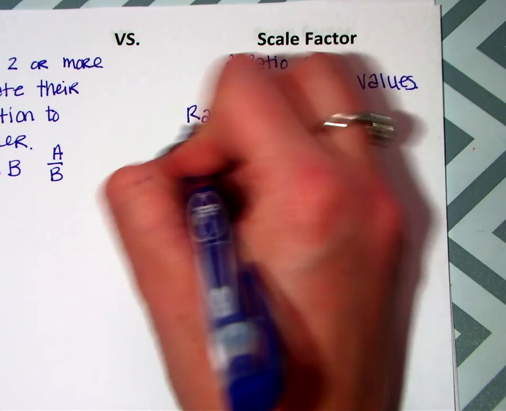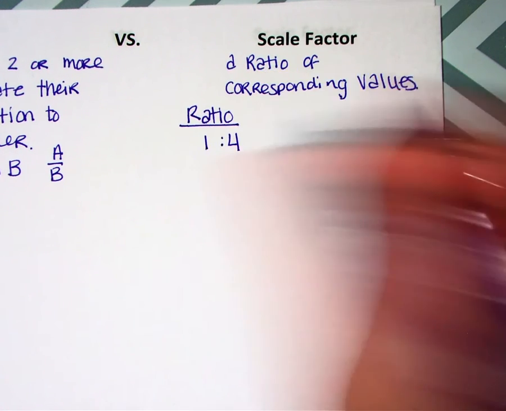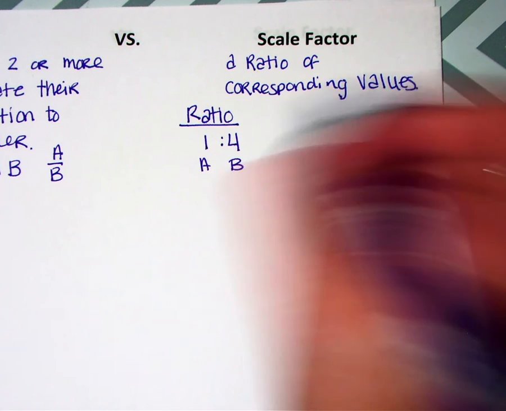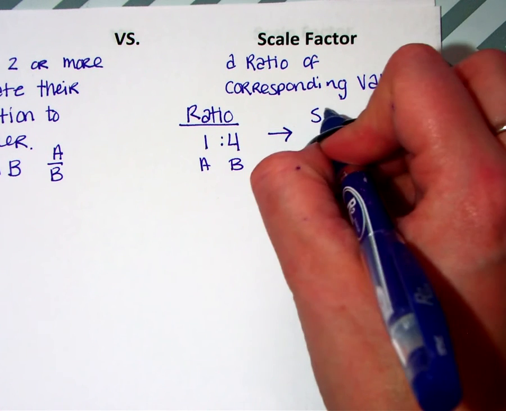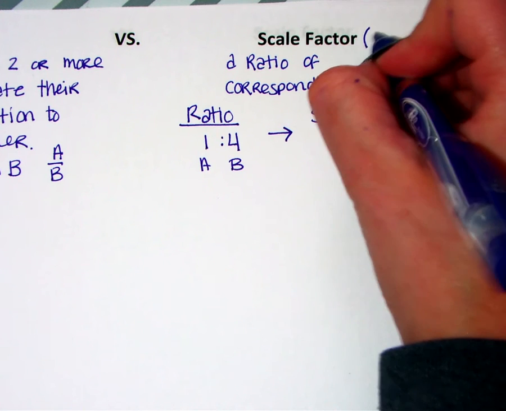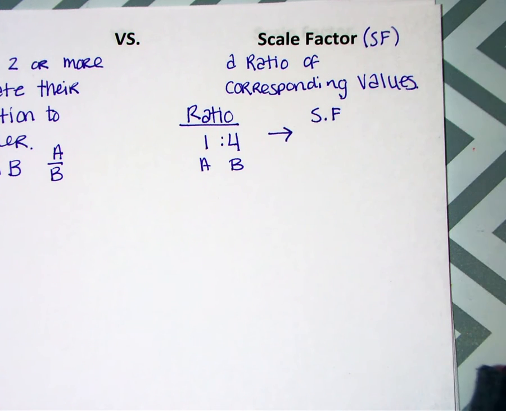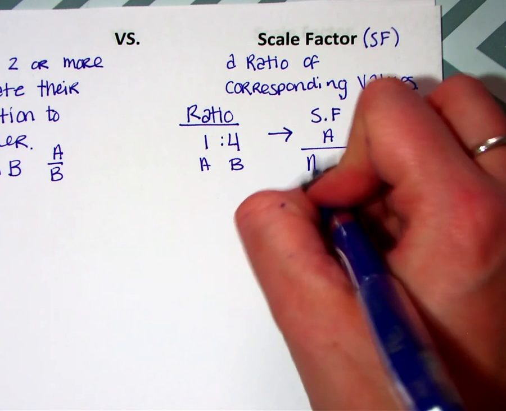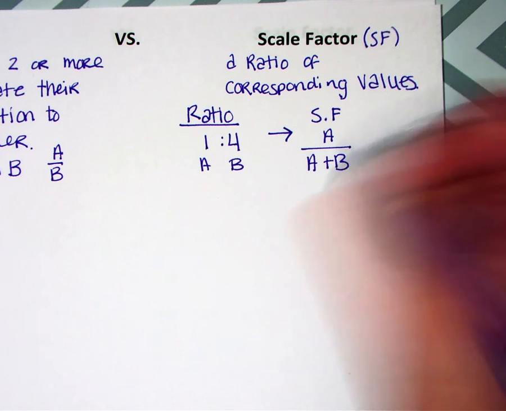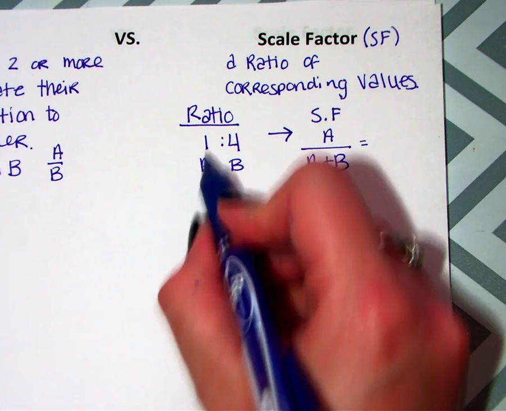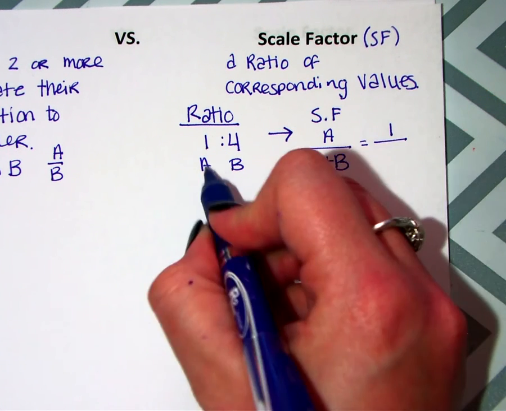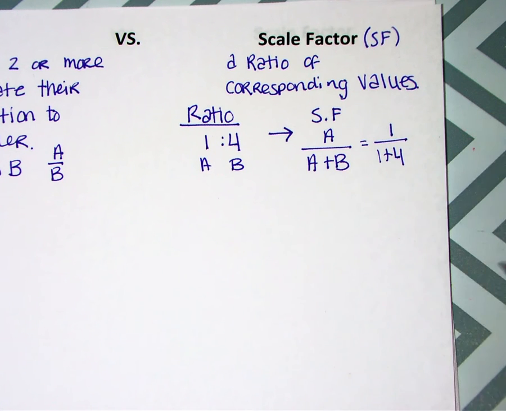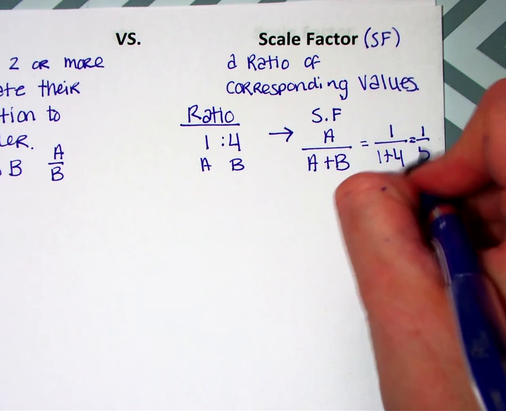Let's talk about the ratio 1 to 4. We're going to call that the A and B value. To change a ratio to a scale factor, and I'm going to be using SF as scale factor, you take the A term and put that over the A plus B term. So 1 goes on top, A plus B is 1 plus 4. So this corresponds to a value of 1 over 5.